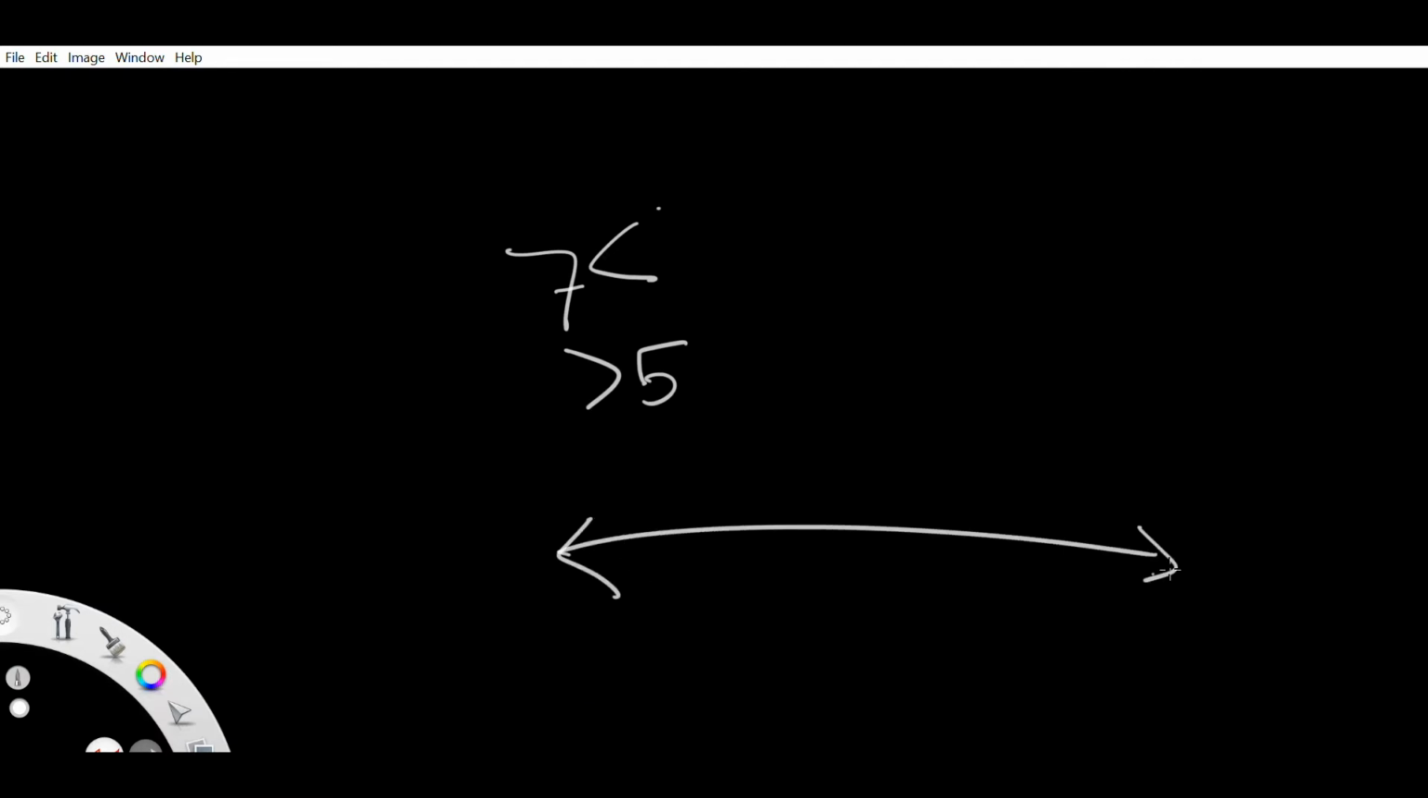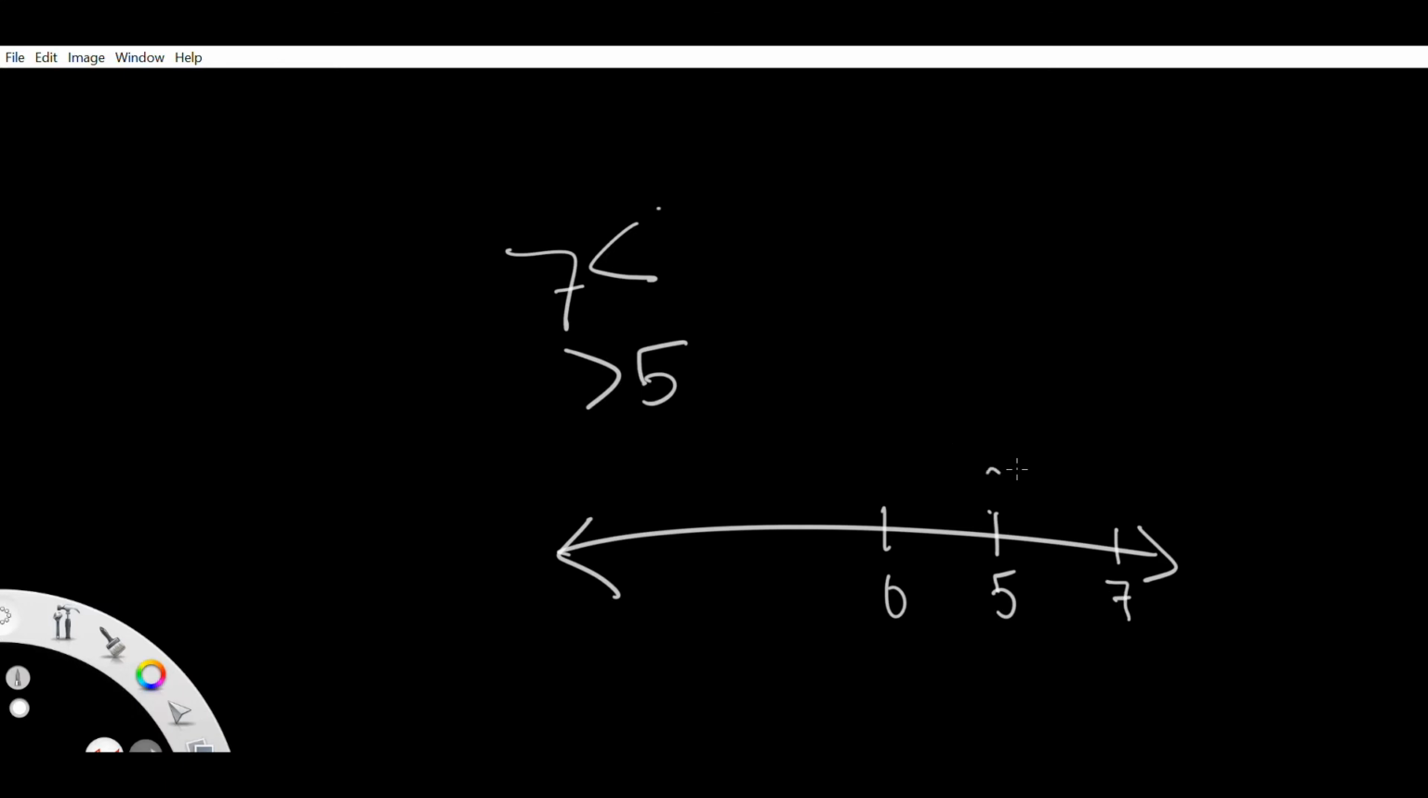To visualize, let's look at an example. Suppose we're given an inequality as such. So all numbers less than 7 and greater than 5. And we're told to graph this. To graph this, we would graph it like so. So 0 would be somewhere here, 5 would be here. Let's just say 7 would be here.